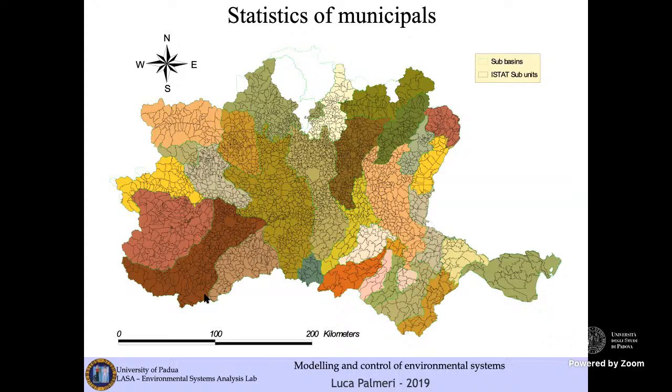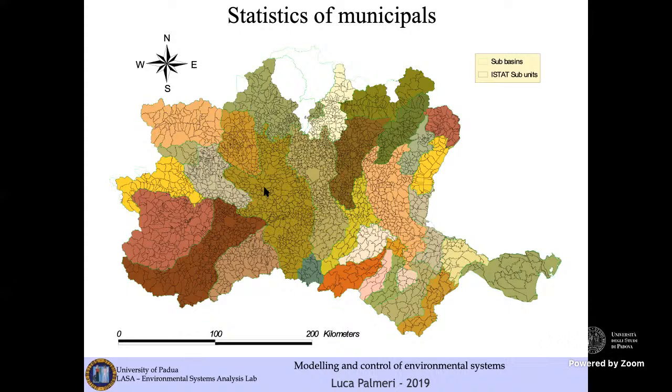Then we have to include for all the 33 subbasins all the information concerning the activity of humans. How did we do that? We employed the ISTAT subunits in Italy. ISTAT is the Italian statistical agency, so these are the units employed by the National Statistical Agency for making statistics on the territory.